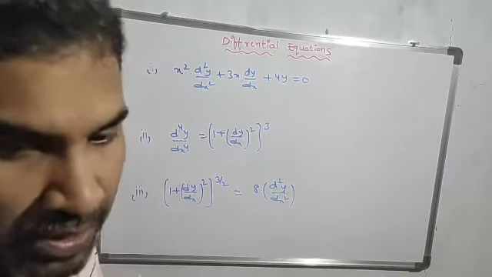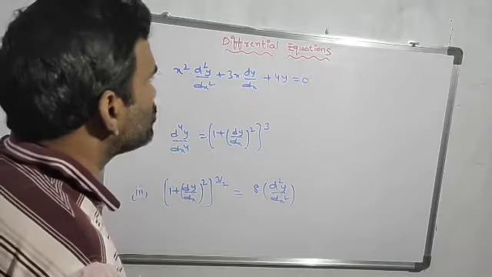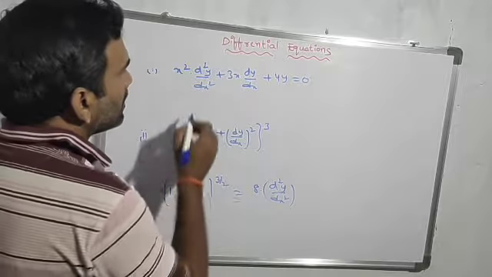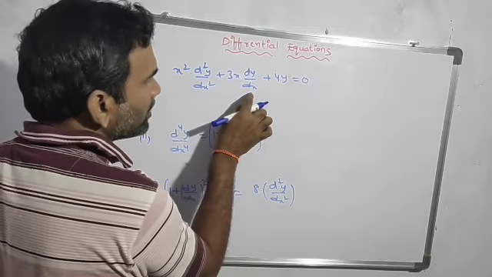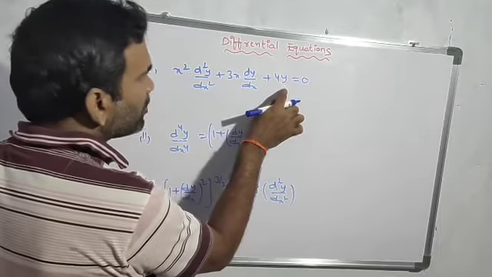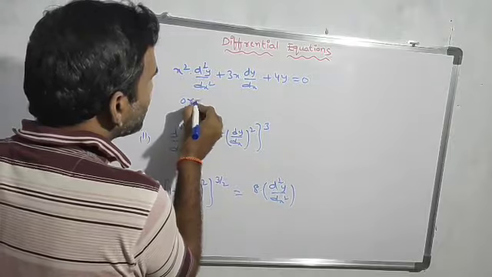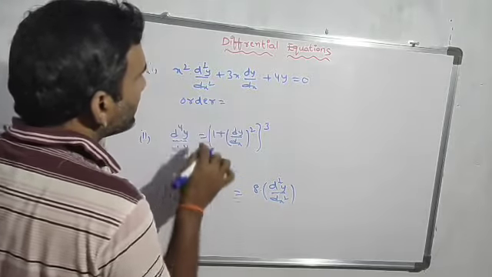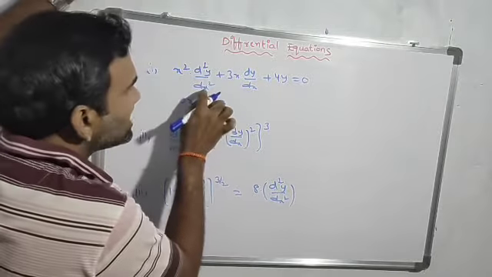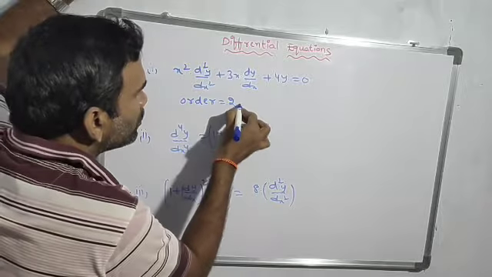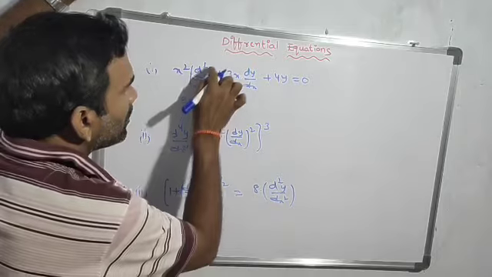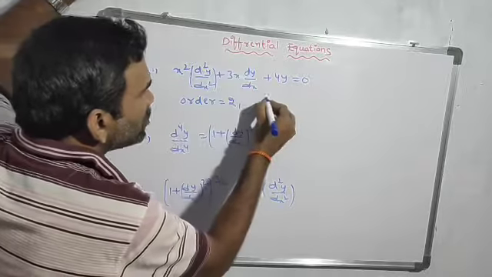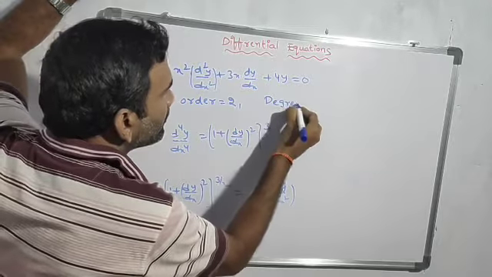Okay, so here I am taking the three problems you just observed. It is the second order derivative, first order derivative, dependent variable. So the highest derivative is the second derivative, so order is 2, and this power value is 1, so degree equal to 1.